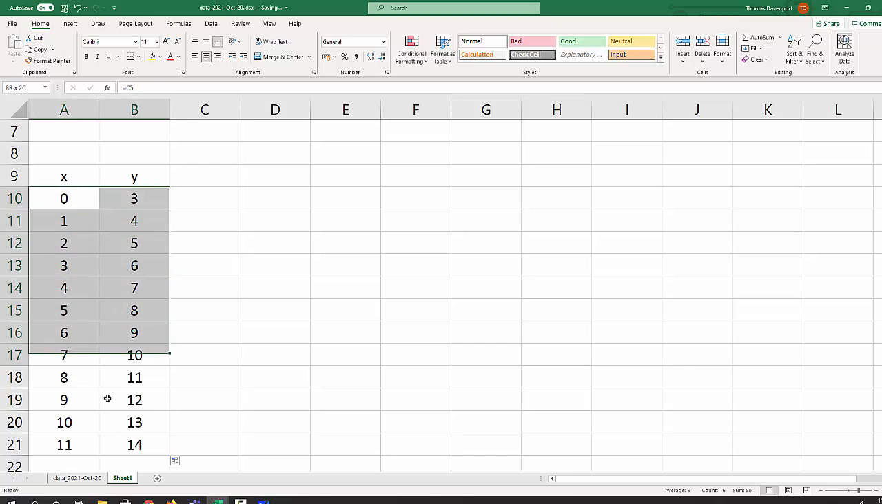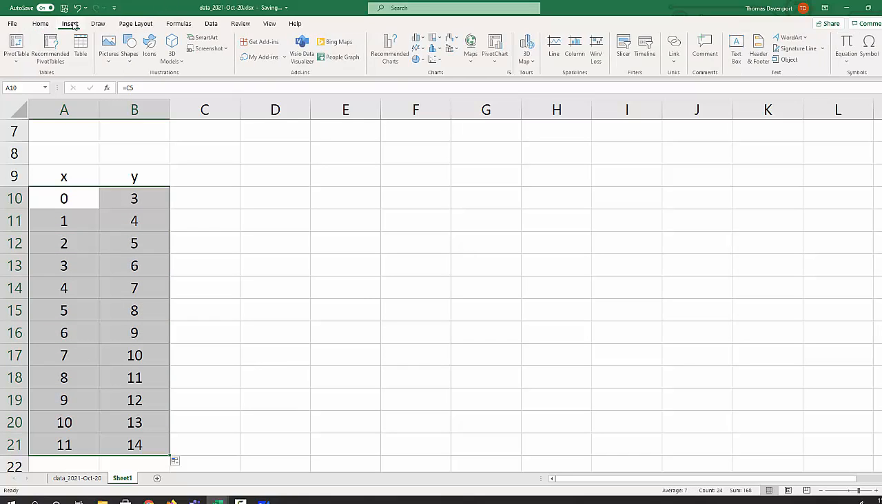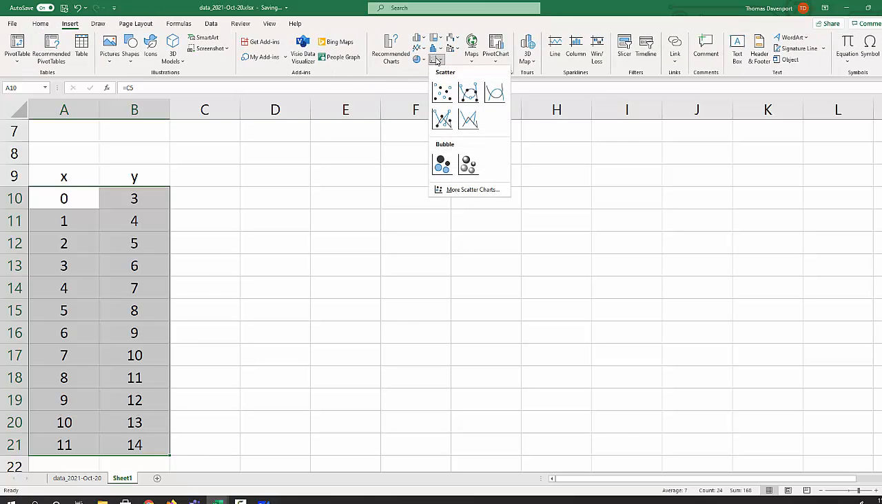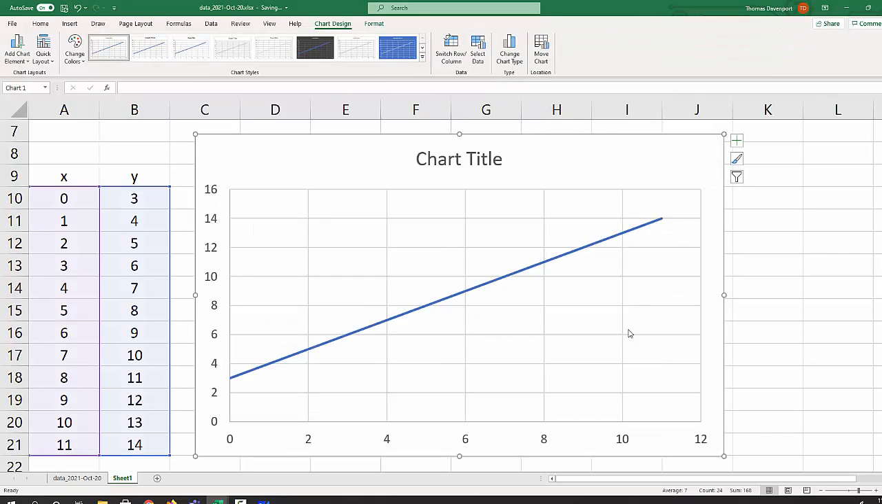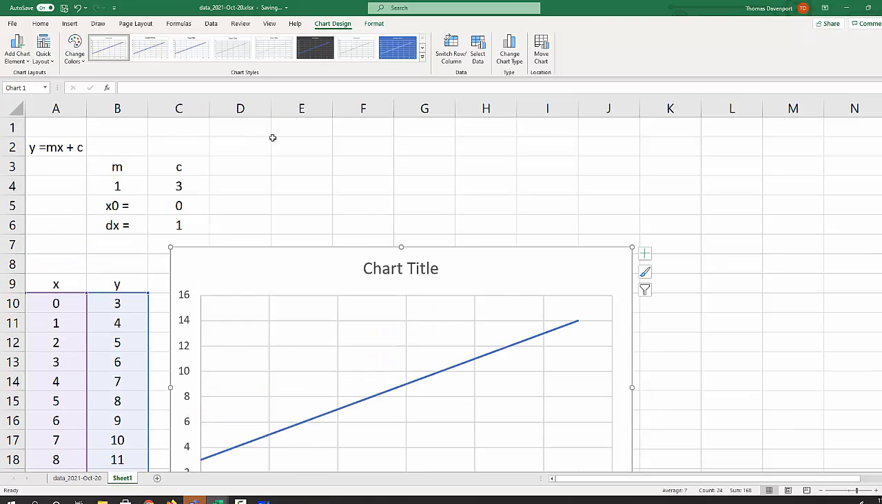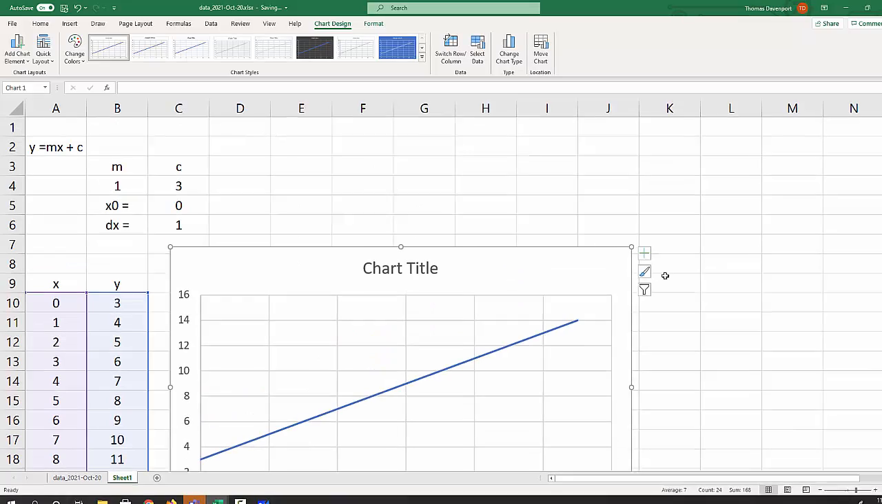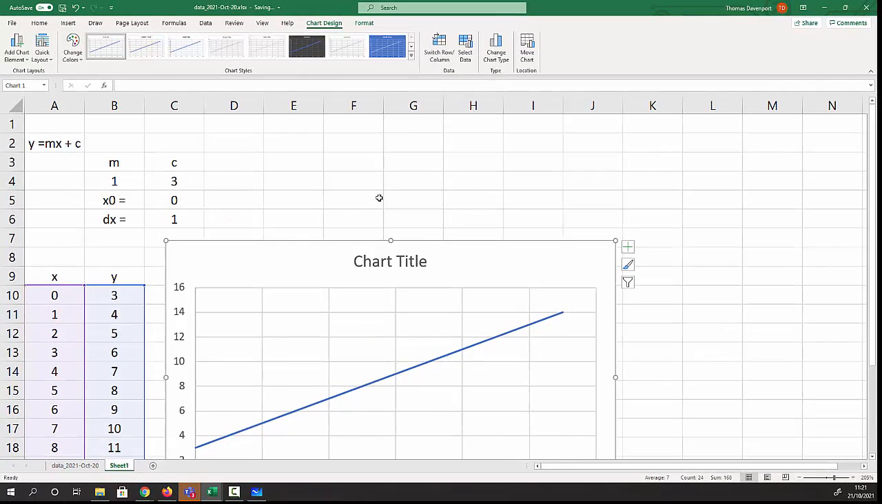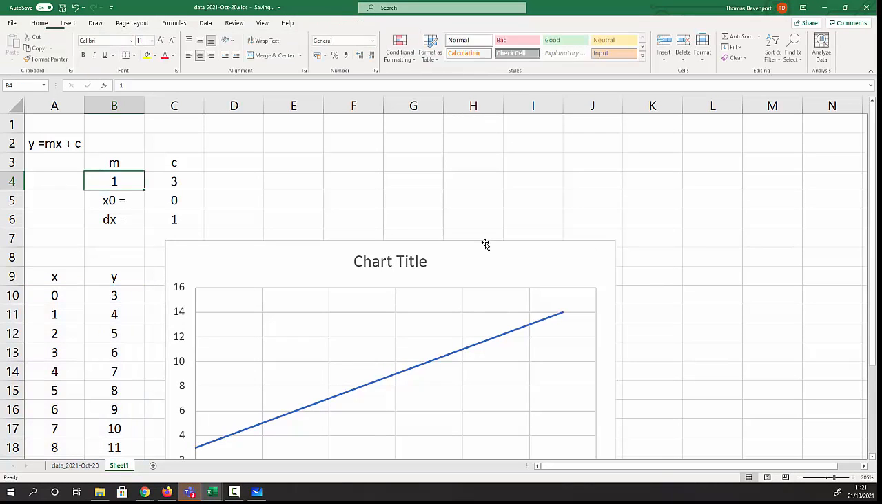And now, as before, if I just block mark both of those and say insert scatter graph like that, and now I've got the graph. So if I just zoom out a little bit so we can see the data that I put at the top here. So the gradient is 1.